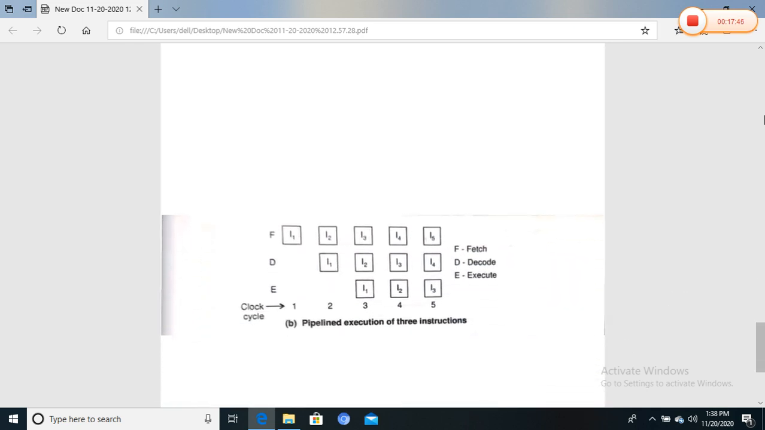But in this pipelined process, fetch, decode, and execute are performed in parallel, and only 5 clock cycles are required, whereas the non-pipelined process requires 9 clocks with separate fetching, decoding, and execution. 1, 2, 3, 4, 5 clock cycles for I1, I2, I3: fetching, decoding, executing. 5 clock cycles are required.